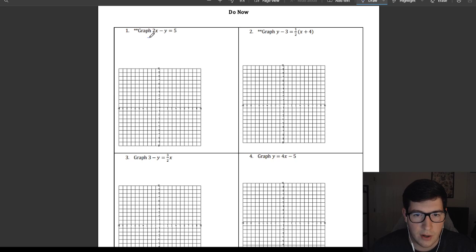So I'm going to subtract 2x from both sides of my equation here, which is going to leave me with a negative y equal to a negative 2x plus 5. Now I need to get rid of this negative. And so in order to do that, I'm going to multiply both sides by negative 1.